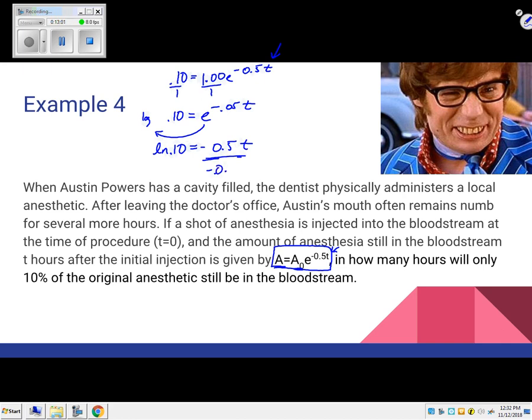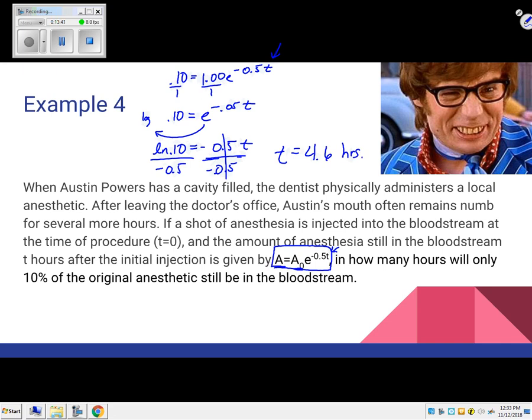I'm not really interested in an exact answer on this because it's a word problem. An exact answer doesn't make a whole lot of sense. But let's just round this, and let's just do 1 decimal place on that hour. Well, 10% of the anesthesia is still remaining. And so this whole side cancels, and I'm left with t. So I'm wanting to take the natural log of 1/10, and then whatever that gives me, divide it by negative 0.5. 4.6 hours.